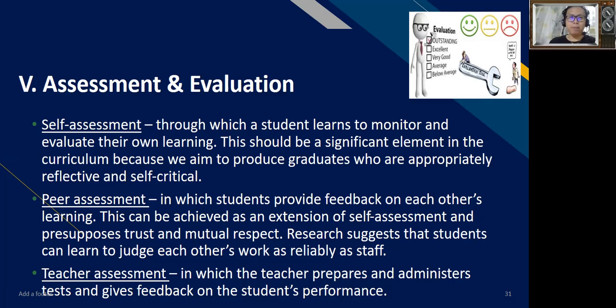Second main form is the peer assessment. What's that? Students provide feedback on each other's learning. This can be achieved as an extension of self-assessment and presupposes trust and mutual respect. Research suggests that students can learn to judge each other's work as reliably as staff. And third is the teacher assessment, in which the teacher prepares and administers tests and gives feedback on the students' performance.